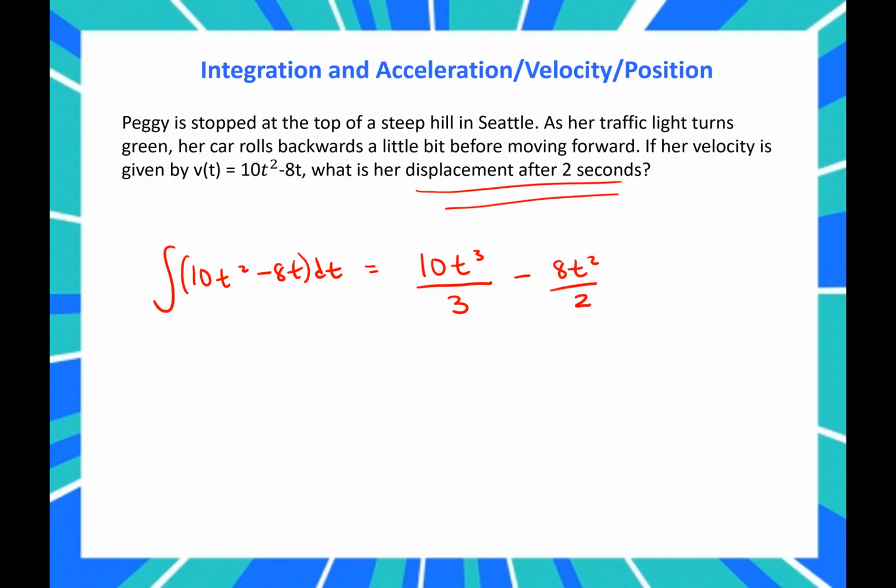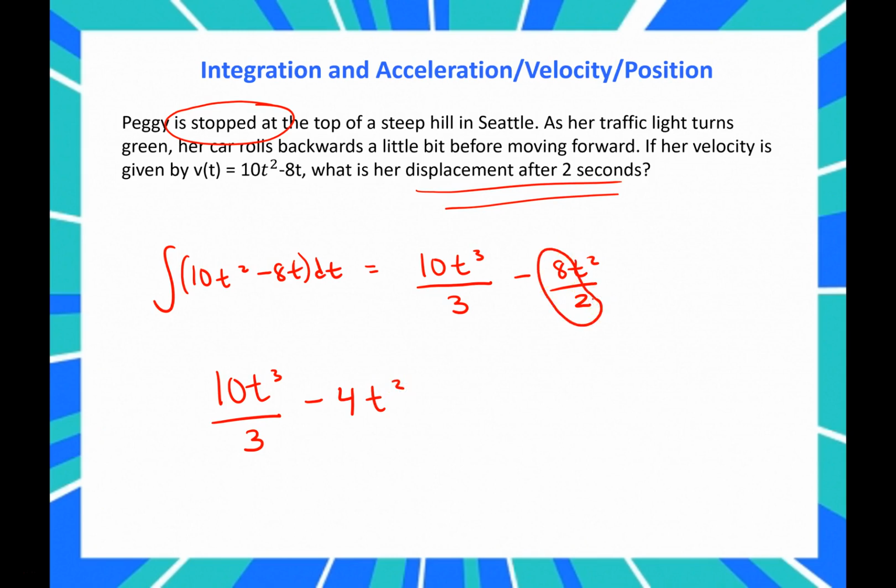And I can go ahead and put my plus c, but we actually know that she was stopped at the beginning, which means that we can say that her position is at 0 at the beginning. So really our plus c doesn't matter at all. So how can I go ahead and simplify this? This is going to be 10t cubed over 3 minus 4t squared, because I just did 8 divided by 2.